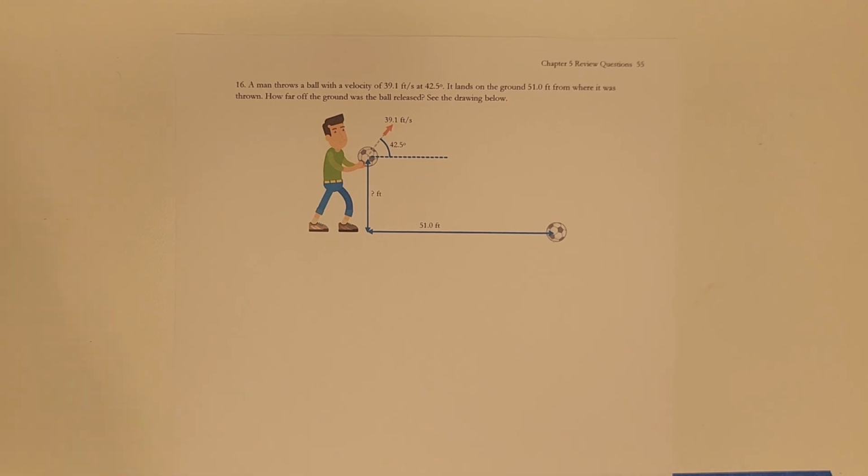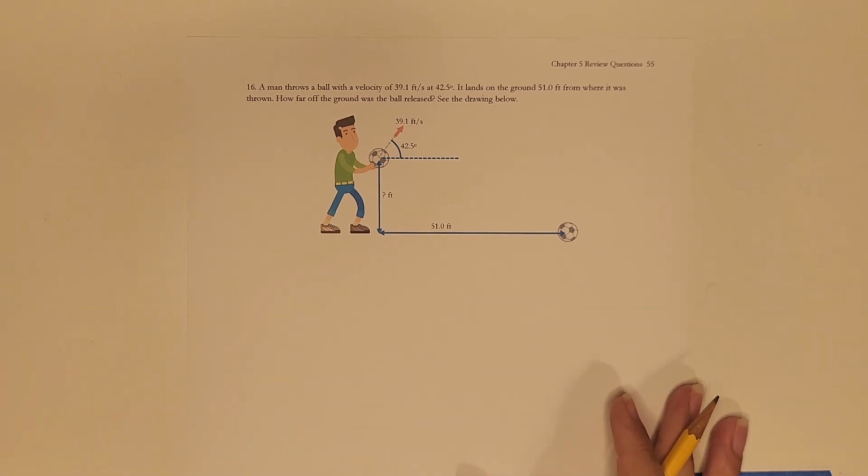Question 16. A man throws a ball with a velocity of 39.1 feet per second at 42.5 degrees. It lands on the ground 51.0 feet from where it was thrown. How far off the ground was the ball released? It gives us a nice drawing to be able to visualize this, so we don't have to draw a drawing this time like I like to do.